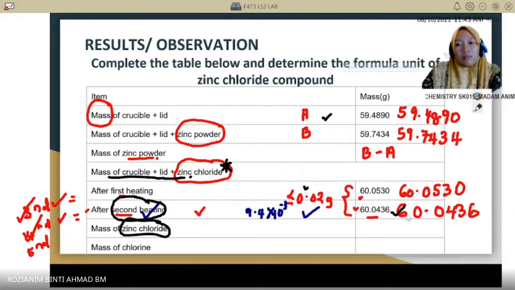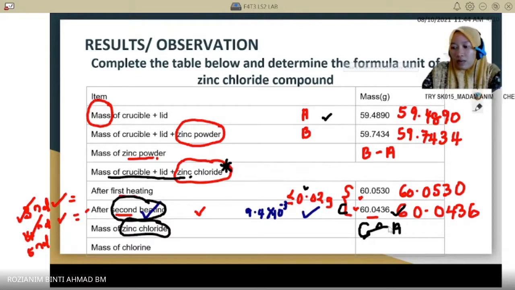Kenapa second hitting? Because second hitting here is less value than first hitting. So kita boleh assume, oh bacaan kedua kita dapat totally dry of the zinc chloride compound. So means bacaan kedua ini saya label dia huruf C. So I can get the mass zinc chloride. So the step should be data C minus A. So maksudnya nak dapat zinc chloride dekat sini, nilai C 16.0438 minus A data. So kita akan dapat mass of zinc chloride.